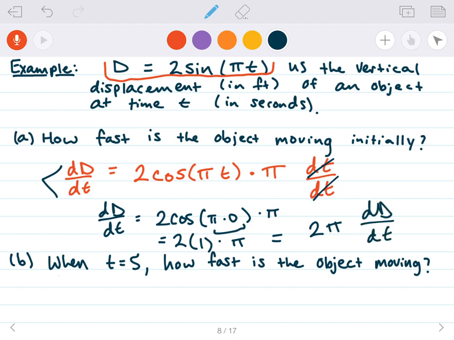Now, what are my units here? Well, they tell us the units of distance are feet, and they tell us the units of time is seconds. So my units are going to be 2 pi feet per second.